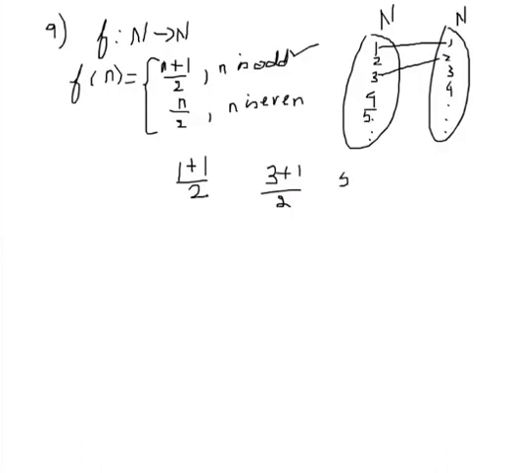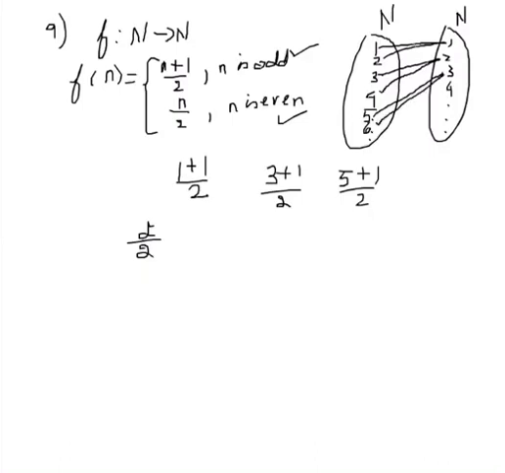Then 5 is an odd number. 5 plus 1 by 2, 6 by 2 is 3. Now 2 is an even number. For even numbers I have to use the n by 2 definition. So 2 by 2 is 1. 4 is an even number, so n by 2 definition. 4 by 2 is 2. 6 is an even number. 6 by 2 is 3.